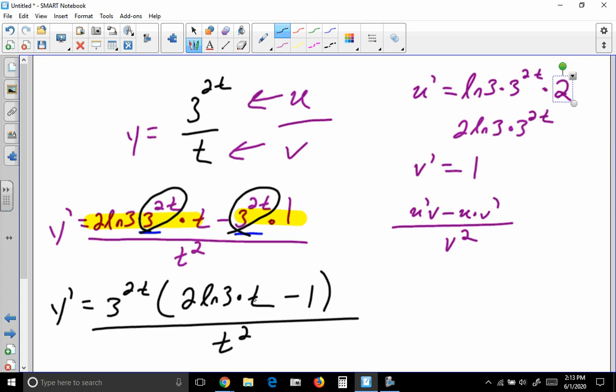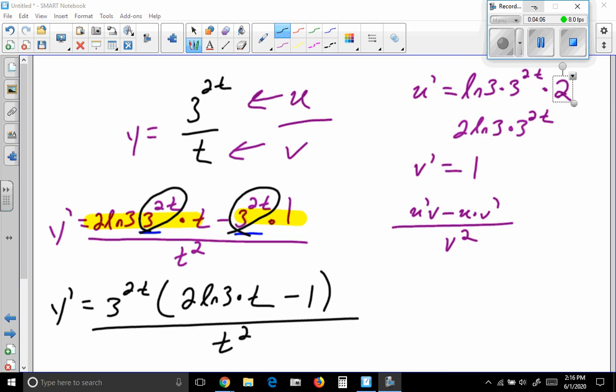And then we can't reduce that anymore. That t is part of a term. We can't use that to reduce here. The only thing you could really do is you could move that 2 up to the exponent here and call that natural log of 3 squared or natural log of 9. But this is sufficient just like it is. All right, so let's go on to the next one.